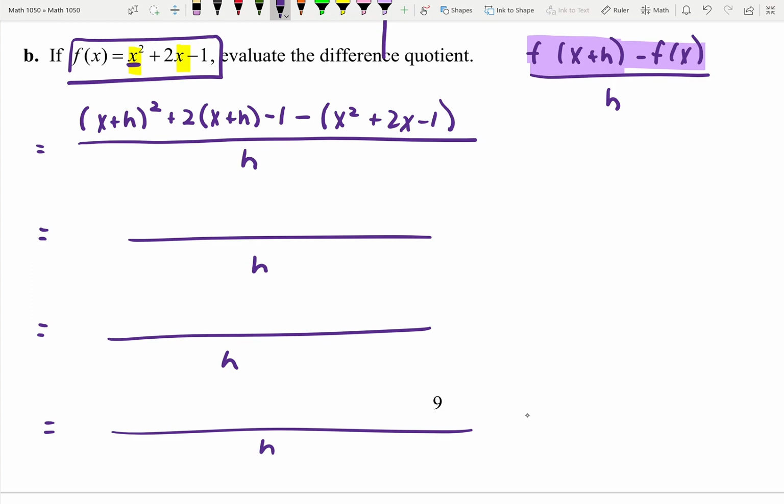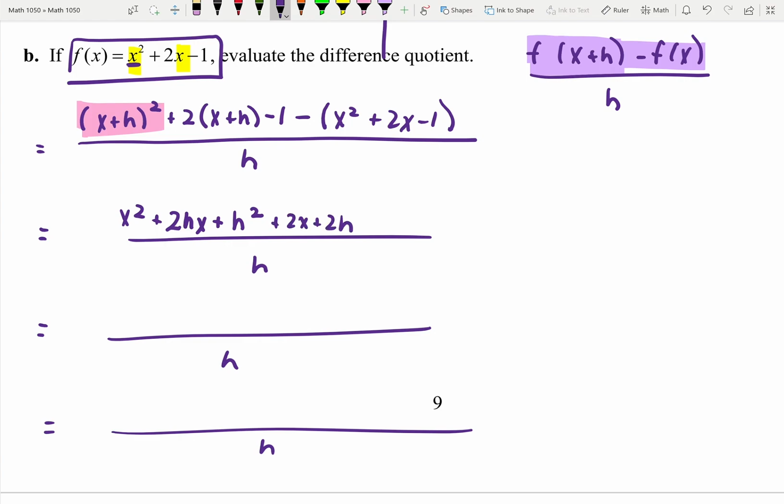Well, this x plus h squared means take x plus h and multiply it by x plus h, which is FOILing. So I'm going to do that. When I FOIL that, I get x to the second plus hx plus hx, which gives me 2hx. h times h is h squared. I'm also going to distribute that 2. I get 2x plus 2h.